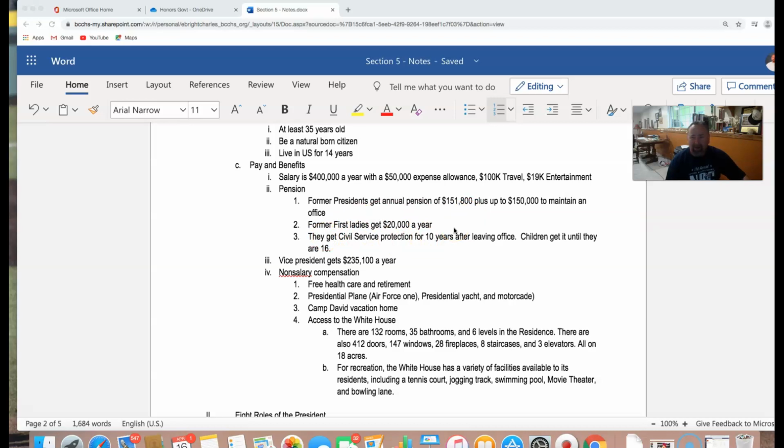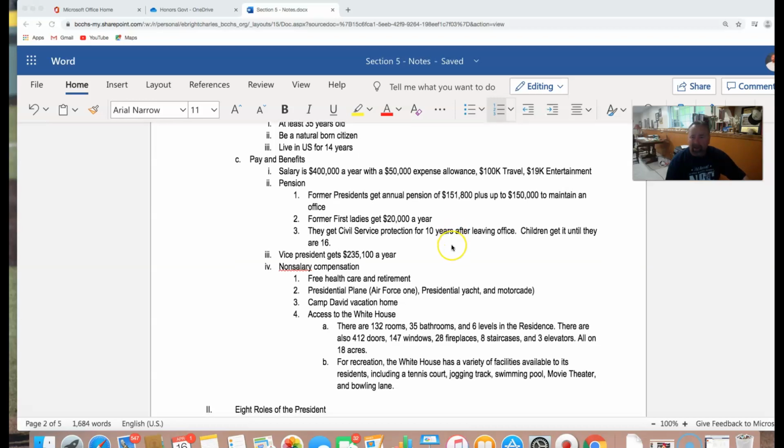Okay, former first ladies get a small pension of $20,000 a year. Obviously, they're not official employees of the government, but that's just something nice the Congress threw in for the first ladies. Okay, this should actually say Secret Service. I don't know if I can edit this or not.